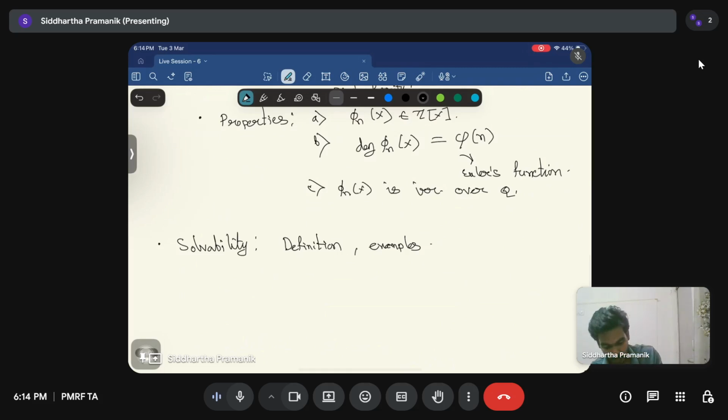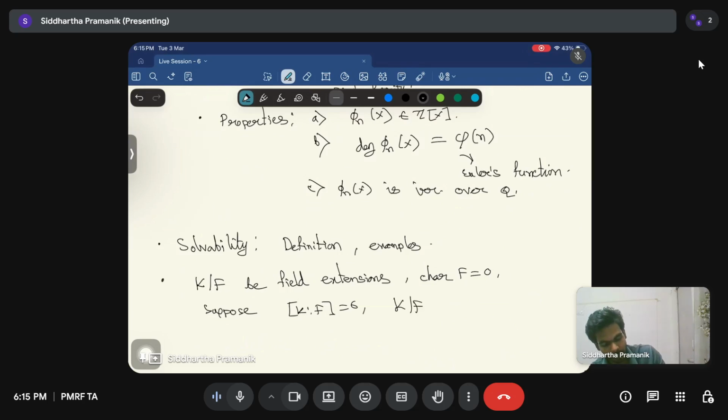Then we proved one result: if K over F is a field extension, and suppose both are of characteristic 0, and also suppose the degree of the extension is 6, then we have proved that K over F is a solvable extension.